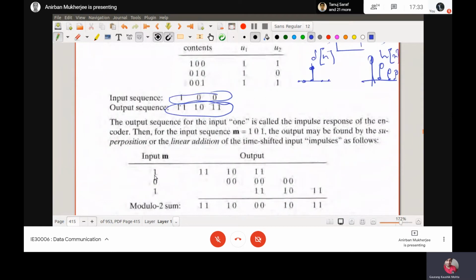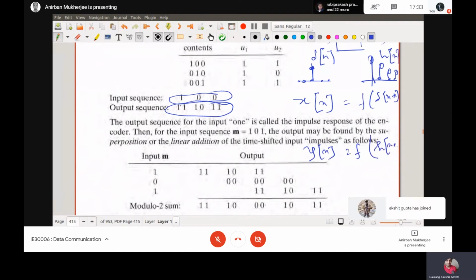Now, why is the impulse response important? If I can break x[n] as a sum of delayed impulses, delta[n minus k], then the output y[n] also can be broken into a sum of h[n minus k]. That we know from linear time invariance and all these things we studied.